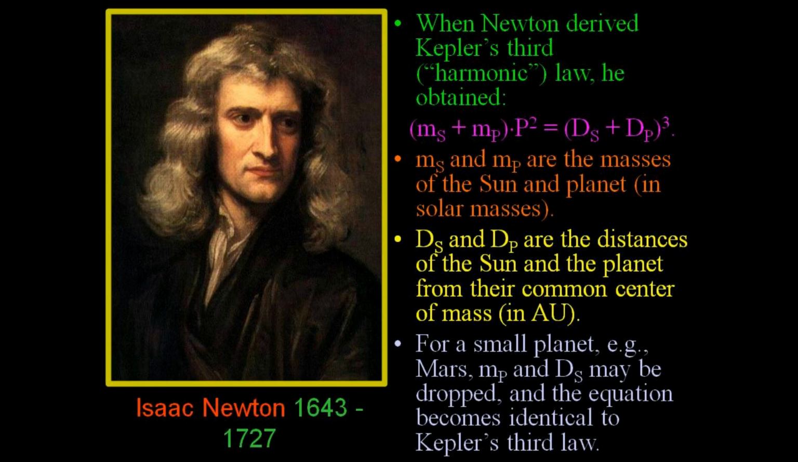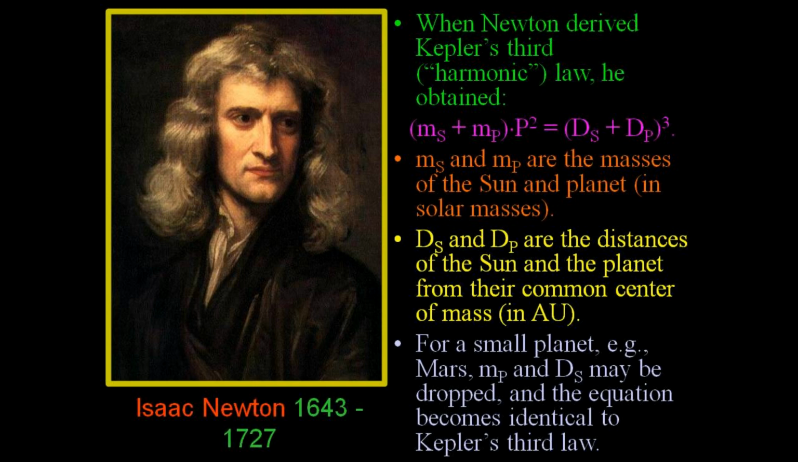Now, for a very light planet that's fairly far from the sun, such as Mars, the mass of the planet is negligible compared to the mass of the sun. So you can cancel that out and just have the mass of the sun there on this side. And in solar masses, that's 1. So the left side becomes p squared.